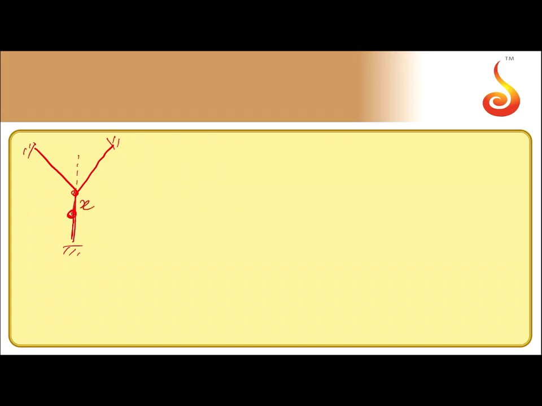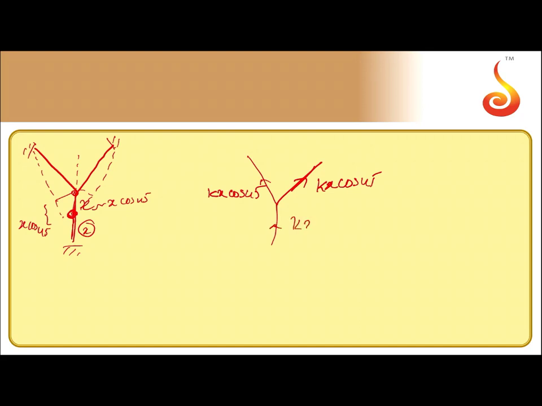So let me push it by a small distance x. The particle is pushed down by a distance x. Clearly this spring is compressed by x, and this is the new position of spring A and B. Now this is approximately equal to x cos 45, and this is also approximately equal to x cos 45. So the spring forces are kx cos 45, kx cos 45 and of course kx.